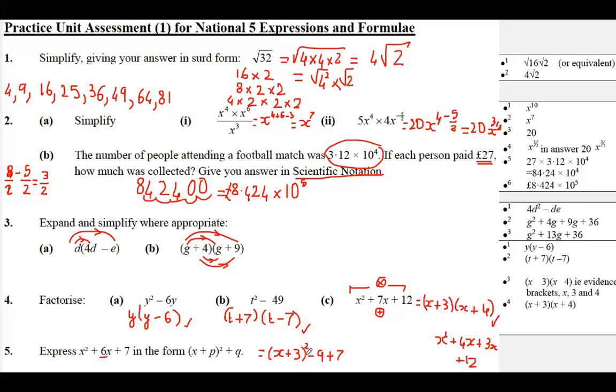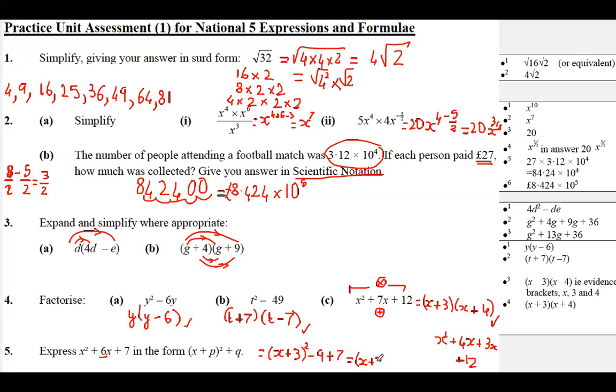Again, you can check it to see if it works by expanding this, and you will notice that the 9s and the 9s will cancel each other. And now you've got your x plus 3 squared. What's minus 9 plus 7? Negative 2. Negative 2, yeah. So that's your final answer. X plus 3.